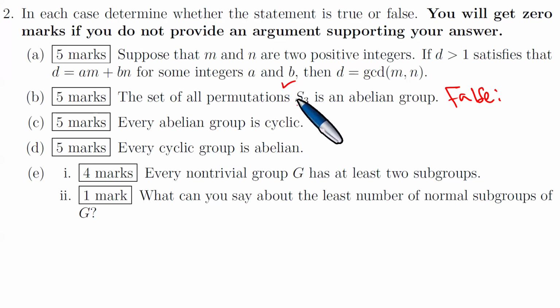The set of all permutations S3 is an abelian group. Well, S3 is not an abelian group, and so we need to provide justifications. We need to bring some argument to support our answer. Obviously, the symmetric groups themselves are generally not abelian, although they can be for some elements.